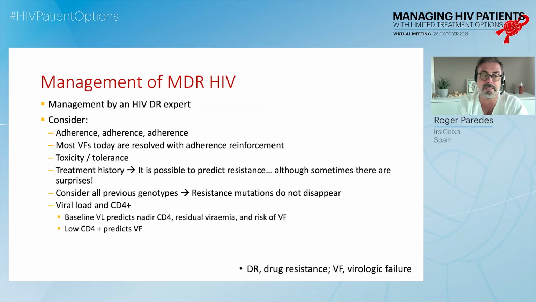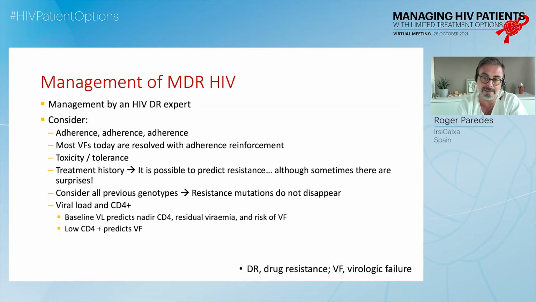The second aspect is that you have to look at the toxicity and tolerance of the treatment patients are receiving, to see if there is something that you need to modify. And then what is essential is to get all the treatment history you have, because it is possible to predict resistance, and that happens in many cases. So resistance experts tend to know more or less what we're going to find. However, there are some surprises sometimes.